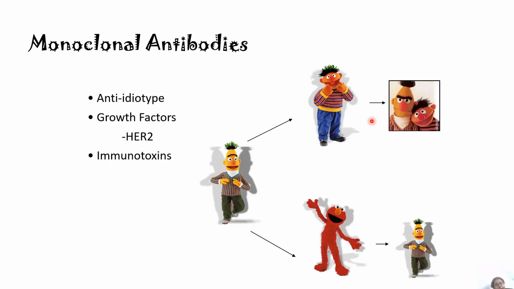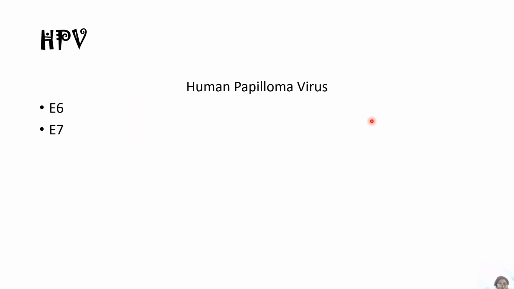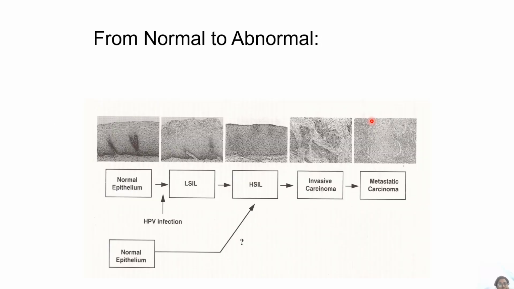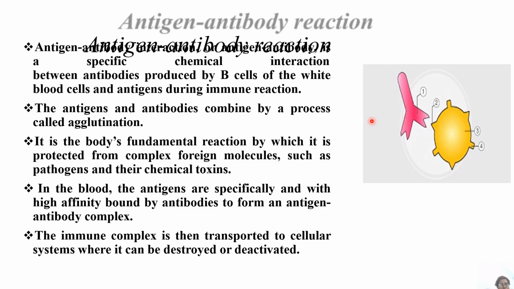Now, if we talk about monoclonal antibodies, we have anti-idiotype antibodies, growth factors, immunotoxins, all of these. Cancer vaccines, from normal to abnormal. We have talked about antigen-antibody reaction basically.